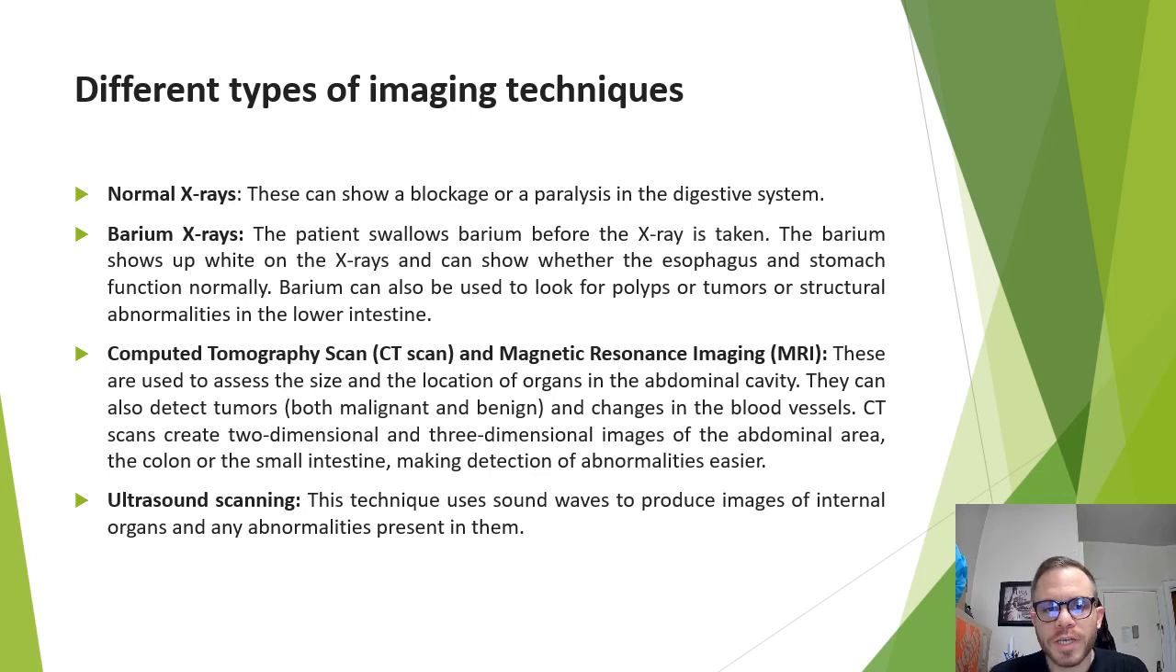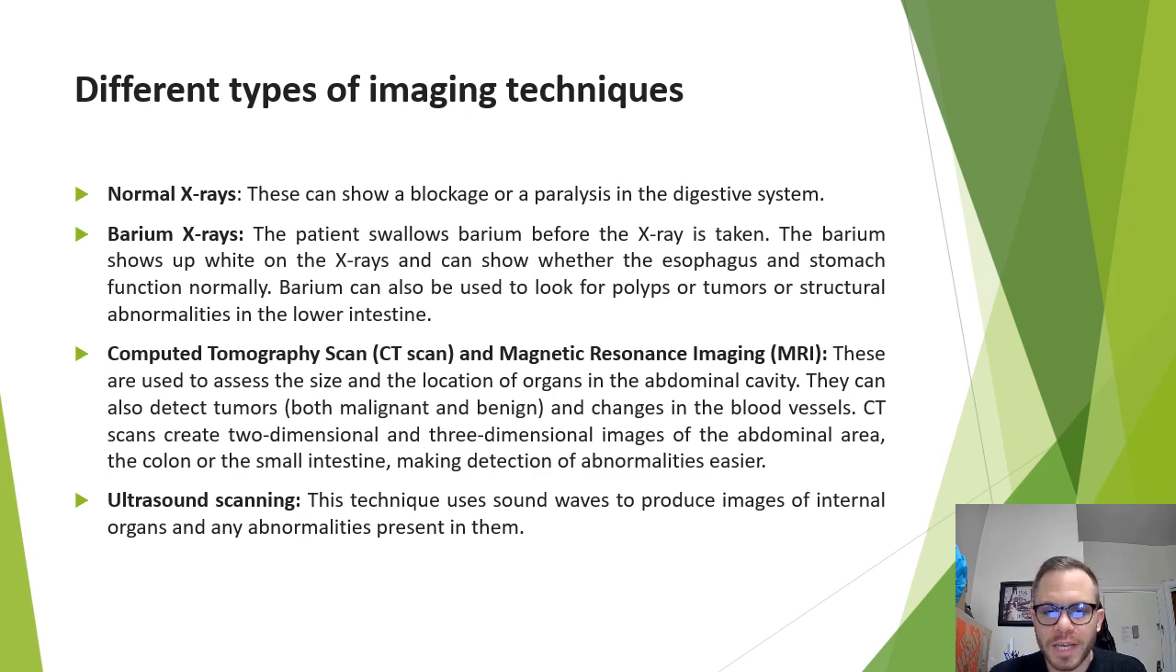Different types of imaging techniques. Normal X-rays. These can show a blockage or a paralysis in the digestive system. Barium X-ray, the patient swallows barium before the X-ray is taken. The barium shows up white on the X-rays and can show whether the esophagus and stomach function normally. Barium can also be used to look for polyps or tumors or structural abnormalities in the lower intestine.